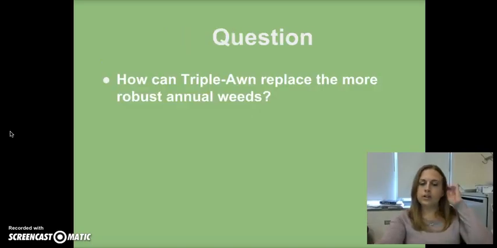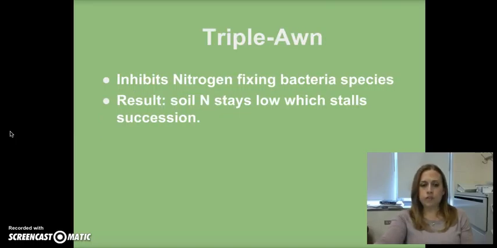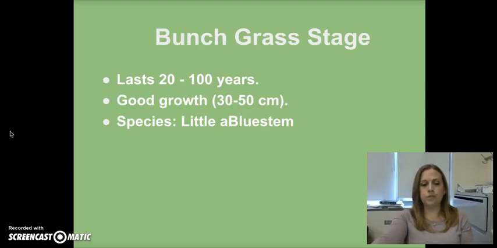So a quick question to think about is, how does triple awn grass replace the more robust annual weeds? And the answer is something called allelopathy. This is when you have the release of chemical inhibitors into the environment. An example here would be that the sunflower is autotoxic, but triple awn is tolerant and so can grow in that area. Another interesting thing about triple awn is that it actually inhibits nitrogen-fixing bacteria, and because of that the nitrogen content in the soil stays low and it sort of stalls out succession because there's not a lot of nitrogen in the soil.